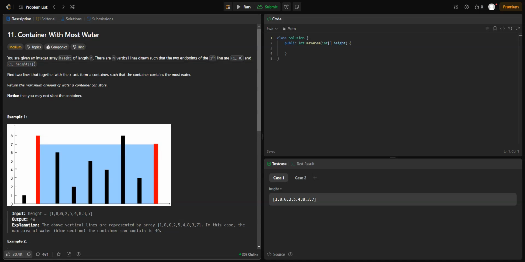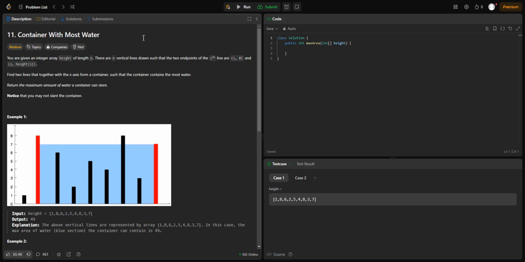Today is day 4 of LeetCoding every day until I land a job. Today's problem is going to be LeetCode number 11, Container With Most Water. So this is a medium problem, and I've not done this one before, so we're going to try and figure this out together.